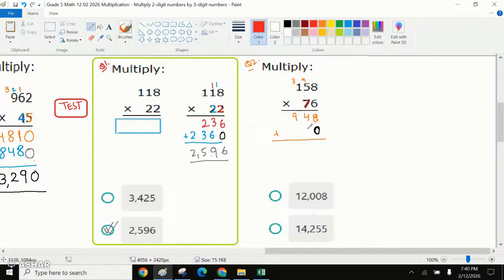7 times 8 is 56. 6 comes here. 5 is carried. 7 times 5 is 35. 35 plus 5 is 40. We carry a 4. 7 times 1 is 7. 7 plus 4 is 11. 8 plus 0 is 8. Agreed? 4 plus 6 is 10. 1 plus 9 is 10. 10 plus 0 is 10. 1 plus 1 is 2 and 1. And we don't forget to put a comma.